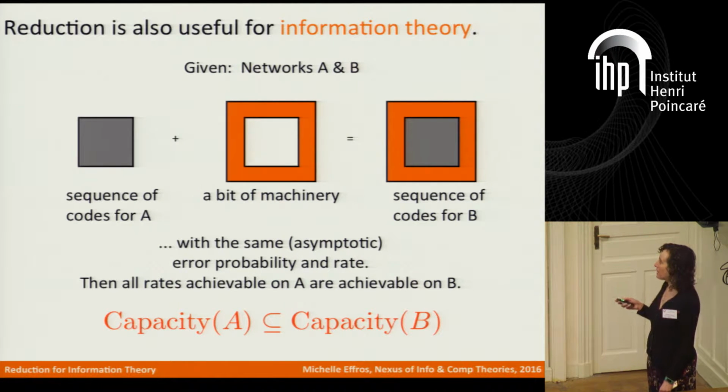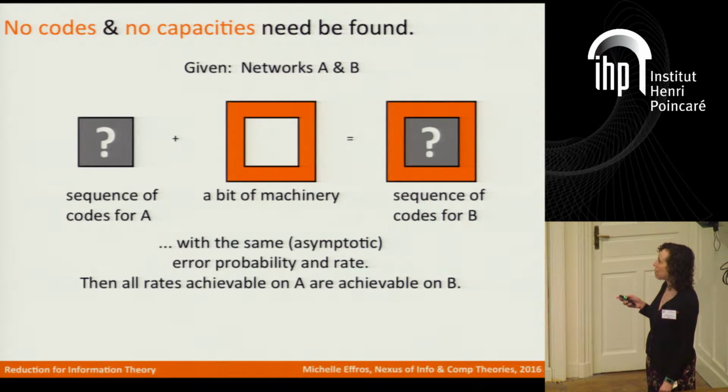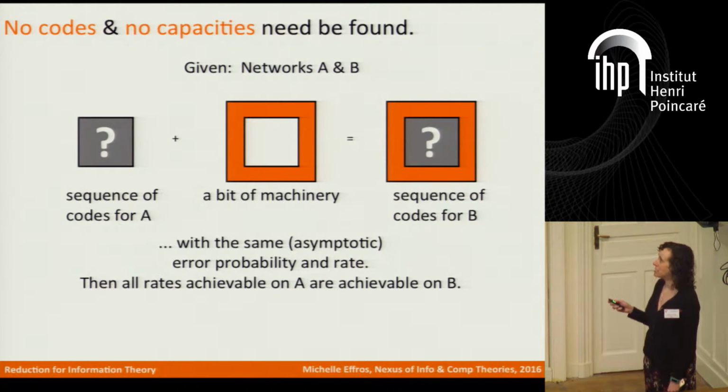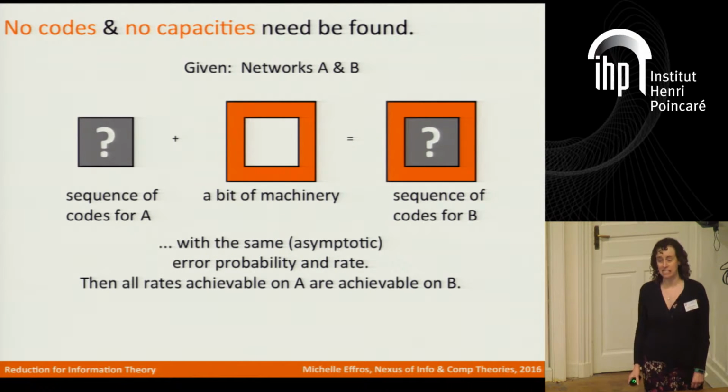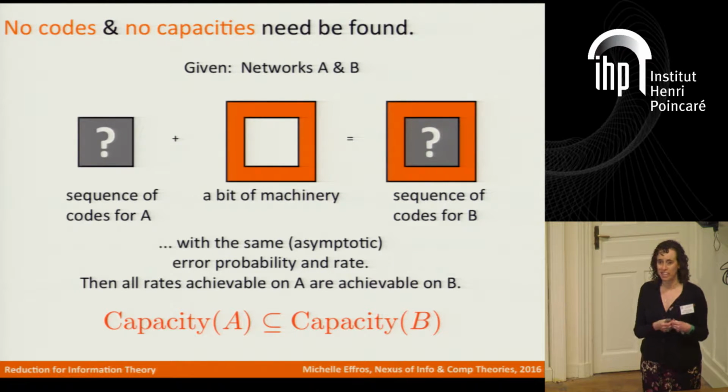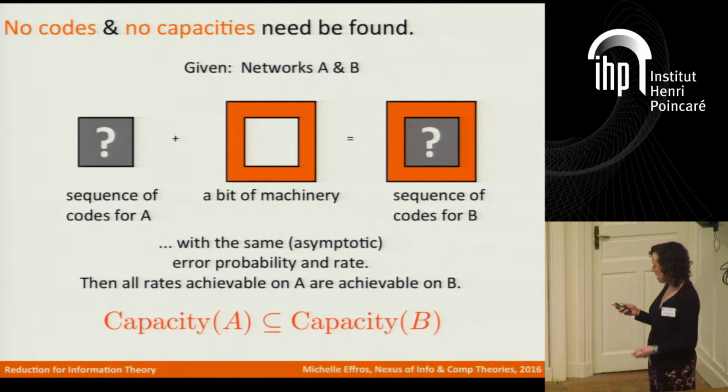So you can get this relationship between the capacity of A and the capacity of B, and again, the power of the technique is that you need not know how to design a sequence of capacity-achieving codes, nor do you need to know what the capacities of these networks are. You can still derive a relationship between their capacities through this kind of comparative technique. Since designing codes and finding capacities is incredibly hard, especially if you're thinking about very large networks, this gives you a huge amount of power that we didn't previously have before we started applying these techniques in this domain.